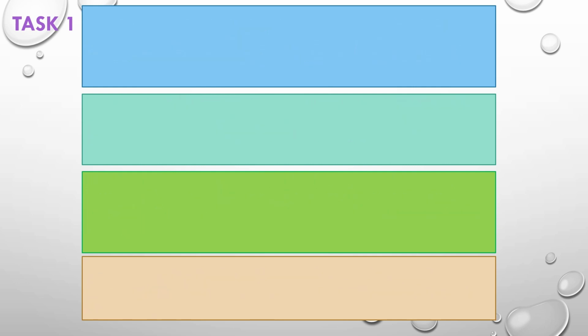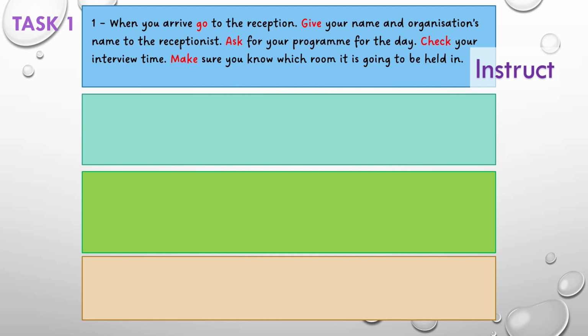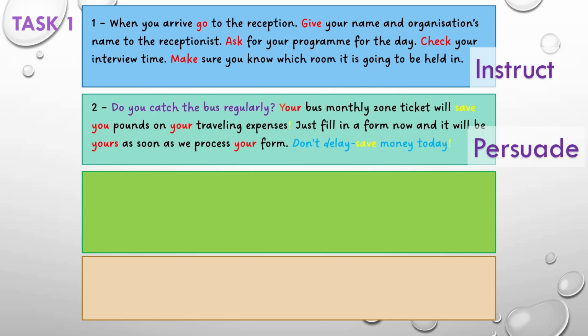Okay, let's look at the answers. Number 1, instructive. We can tell this by the use of the command verbs go, give, ask, check. Number 2, persuasive. And there are a lot of language features used here, starting with a rhetorical question. We've not come across this yet in this video, but a rhetorical question is any question that's written in text, and it doesn't require an answer, but it's used to make the reader think about their own circumstances and apply that to what's being written.